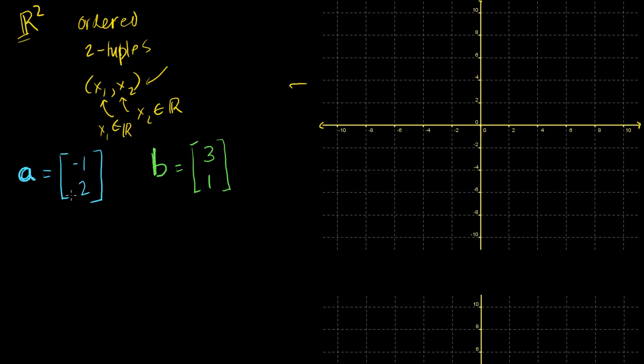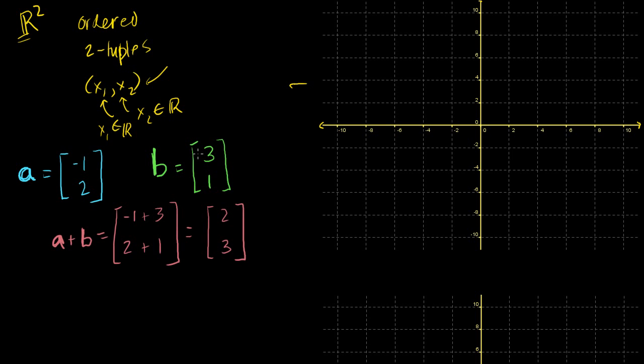Now let's add them up and see what we get, based on my definition of vector addition. So bolded A plus bolded B is equal to, I just add up each of those terms, -1 plus 3, and then 2 plus 1. That was my definition of vector addition. So that is going to be equal to 2, 3. Fair enough. This just came out of my definition of vector addition.